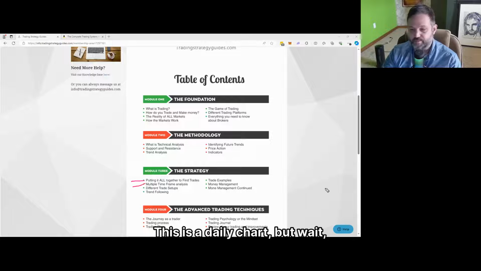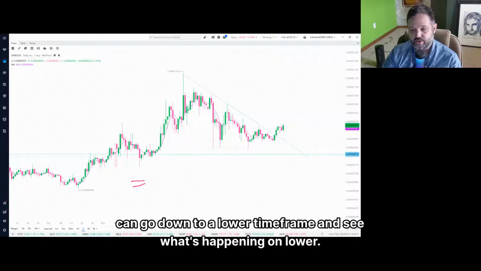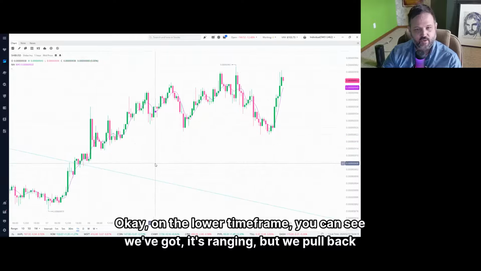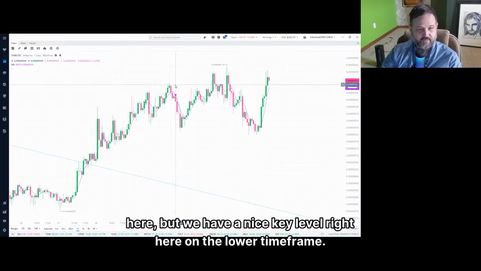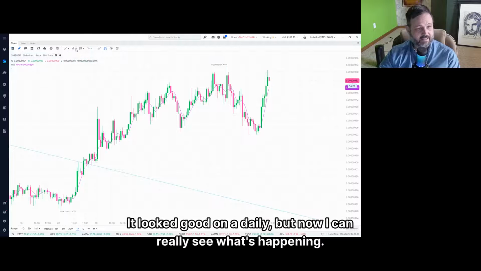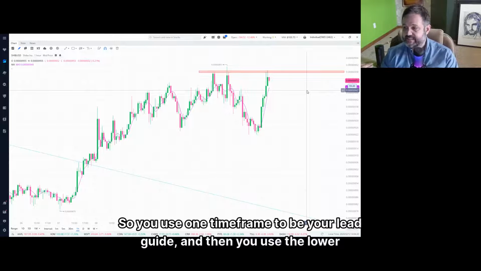Then we talk about multiple time frame analysis. Let me just give you an idea here. This is a daily chart, but wait, what else is there? Well, we can actually go down. We get the overall trend on the daily. And then we can go down to a lower time frame and see what's happening on lower. Okay, on the lower time frame, you can see it's ranging, but we pull back here, but we have a nice key level right here on the lower time frame. And so when I see that, I like to draw these little rectangles right here, and it's like, oh, okay. It looked good on a daily, but now I can really see what's happening.